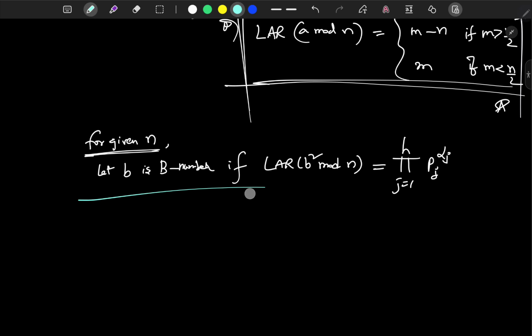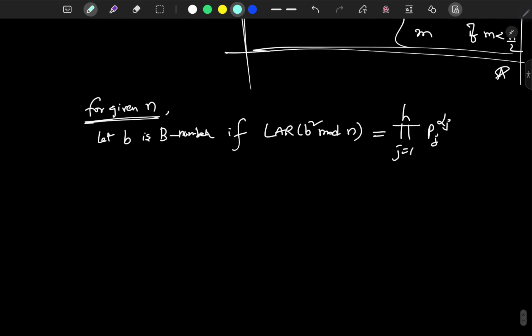For this you need to understand what a factor base is. Factor base is basically a set. Let us denote the set by B.